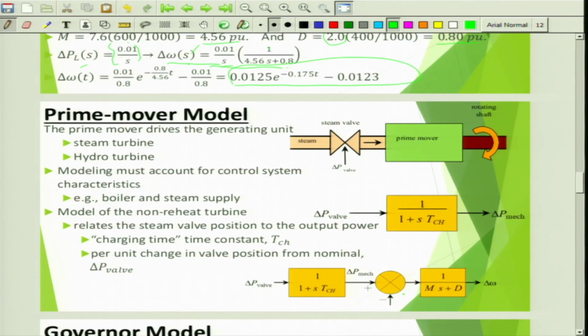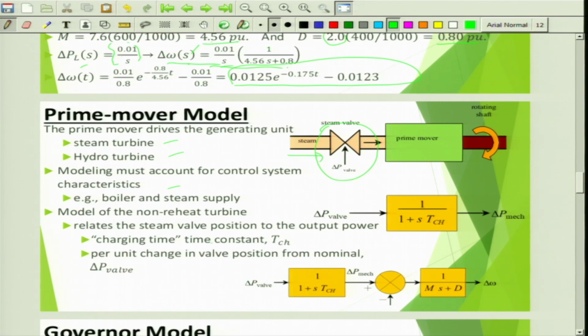Right. The prime mover drives the generating unit, it could be a steam turbine or a hydro turbine, whatever. So there is a steam input and that is regulated using a steam valve. Even if there is steam input, you can close it so that the prime mover may not be getting any input at all, so that control is there. Based on how much you open, you will get the mechanical power output. So modeling must account for control system characteristics.